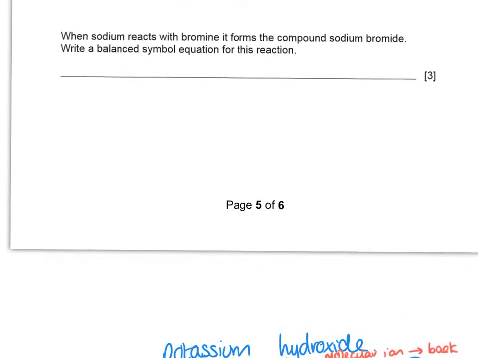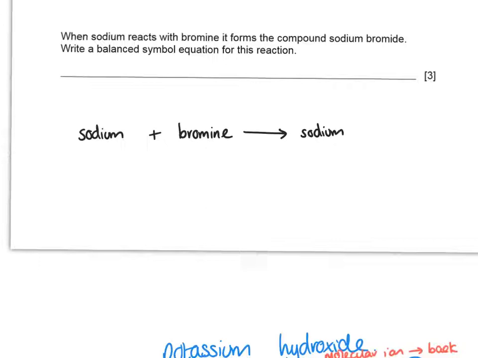Lastly then on this page it says when sodium reacts with bromine it forms the compound sodium bromide. Write a balanced symbol equation for this reaction. So again, let's do our working out below, and we're going to write our word equation first of all. So it says when sodium reacts with bromine, so sodium plus bromine, it forms, so it's reacting with, and that's where my arrow comes in, it forms the compound sodium bromide. So that's going to be a product.